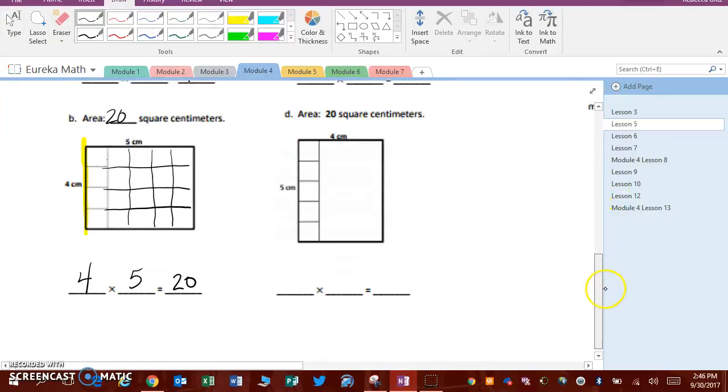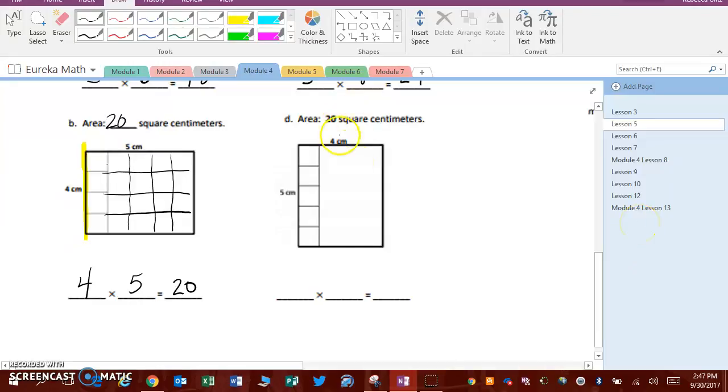Let's do the last one. 20 square centimeters on this one. So let's fill that in. And this is 5 centimeters. Fill that in too. Oh, and this is 4. We know that's how many go in each group. Cool. 5 times 4 is 20. We have to finish drawing the picture though. Let's draw our lines this way to make the rest of our 5 rows. And this is 4, so that means we need 4 boxes in each row. 1, 2, 3, 4. There's our 20.